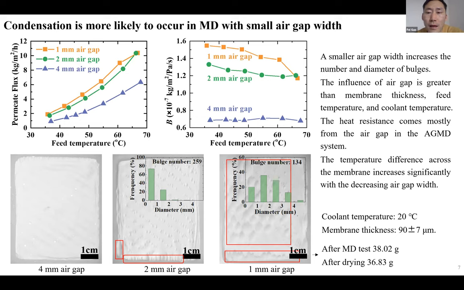Comparing the air gap with the feed temperature and cooling temperature, we found the influence of the air gap is greater than that of the membrane thickness, feed temperature and cooling temperature. This is because the heat resistance comes mostly from the air gap in the AGMD system. The temperature difference across the membrane increases significantly with the decreasing air gap width.